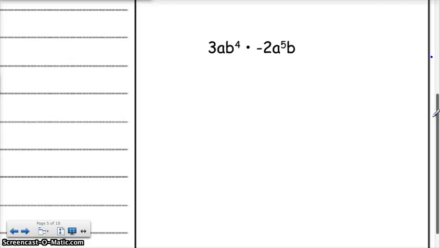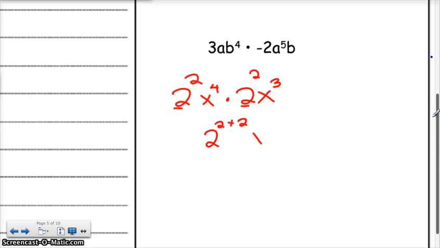Elizabeth: 2 squared x to the 4th times 2 squared? Like that? Or have another x there? I would still say, okay, I have a base of 2, so it would be 2 to the 2 plus 2, x to the 4 plus 3. So it would not be 4 to the 4th. It would be 2 to the 4th, x to the 7th. So be careful for that. Next page.